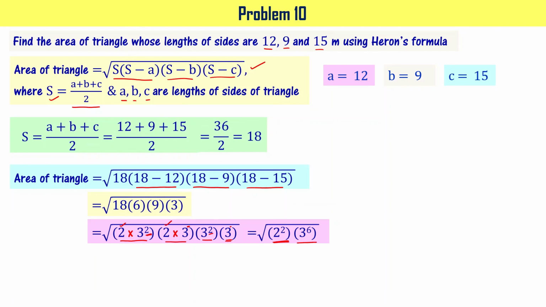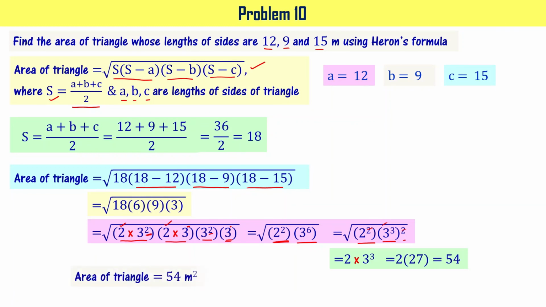Let me rewrite it so that I can write it as square root of 2 square times (3 cube) whole square. Now I can remove square root and these squares, right? When I do that, it's going to be 2 times 3 cube. It means 2 times 27, that is equal to 54. To answer the question, the area of triangle is 54 meters square, right?